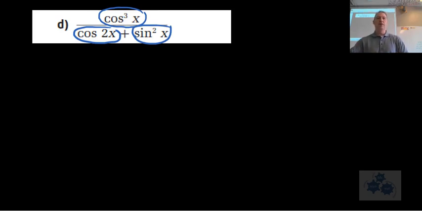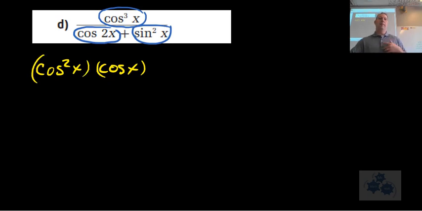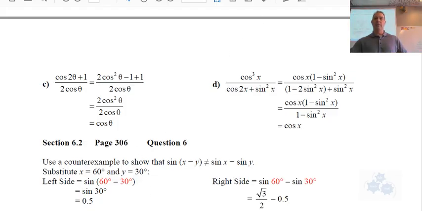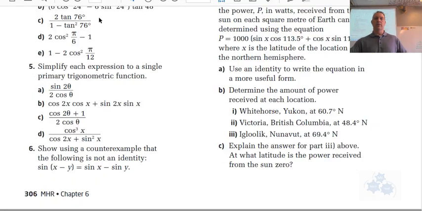So what we might want to do is rewrite the top as cos squared x times cos x. The reason why I might do that is because I know that I can rewrite cos squared as something different. On the bottom, cos 2x, let's see, if we go back to the, where is it?